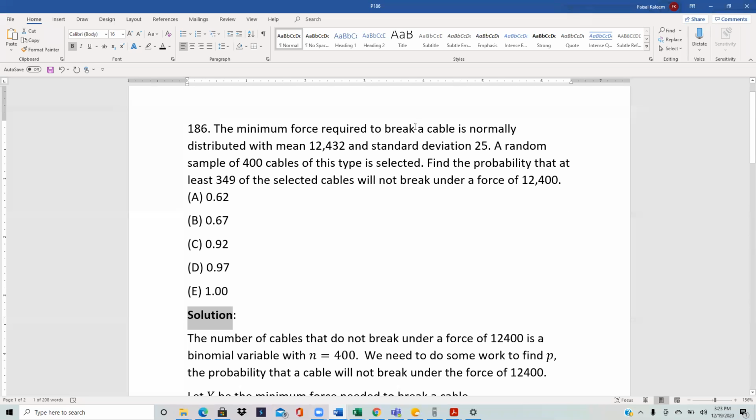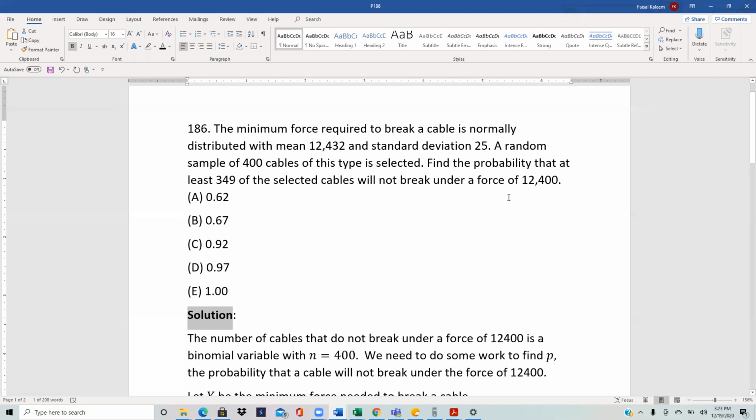The minimum force required to break a cable is normal with mean 12,432, standard deviation 25. A random sample of 400 cables is selected. Find the probability that at least 349 of the selected cables will not break under a force of 12,400.